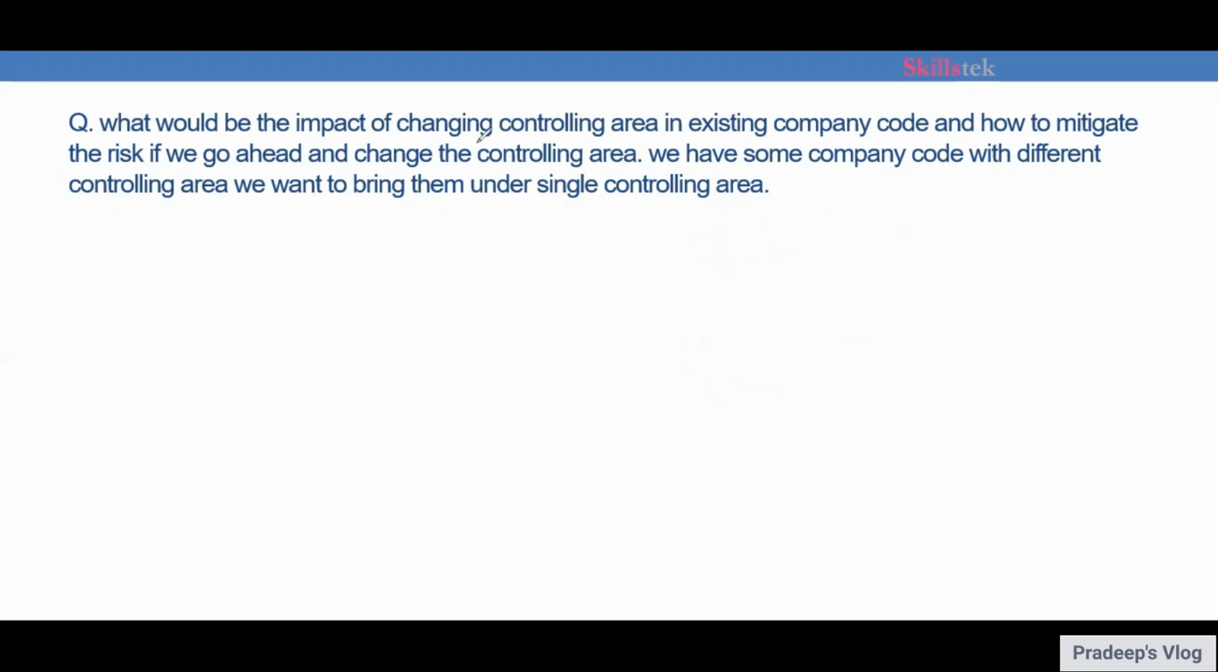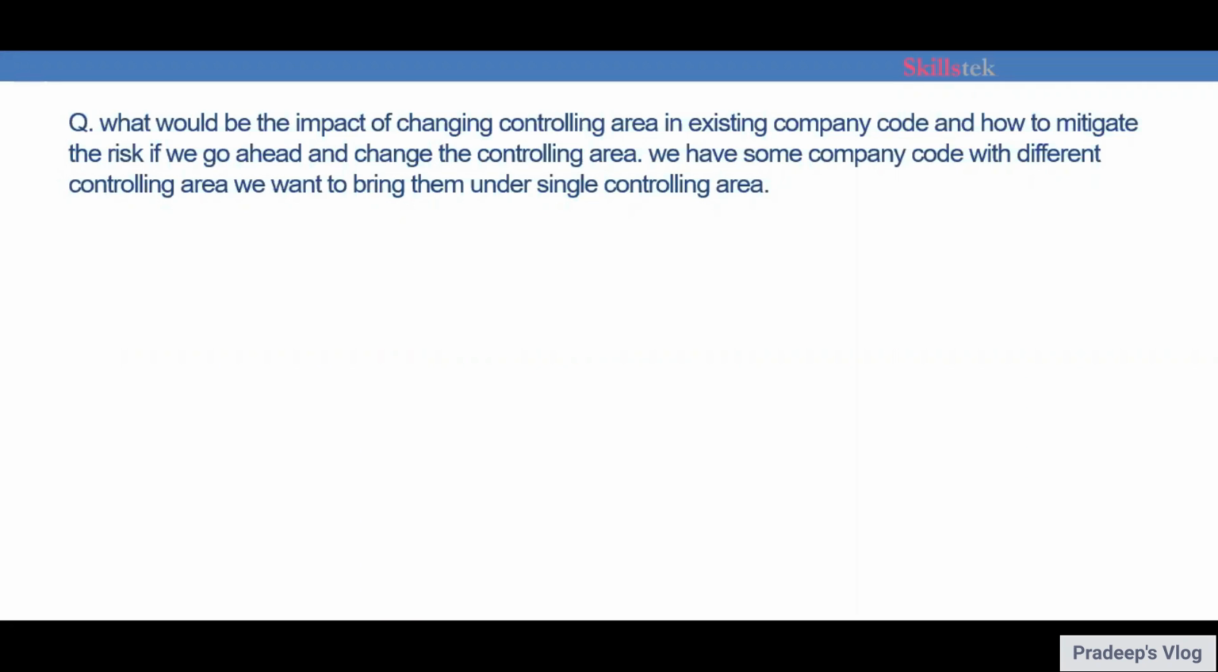So if we are going to change the controlling area in our existing company code, what will be the risk, or is it even possible? We have some company codes with different controlling areas, and we want to bring them under one single controlling area. So there is a need to change this scenario in a production system. Here is how we are going to handle it.